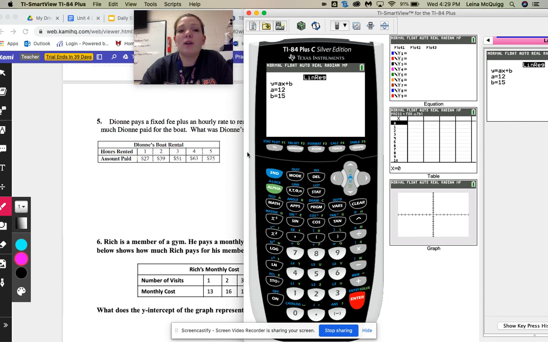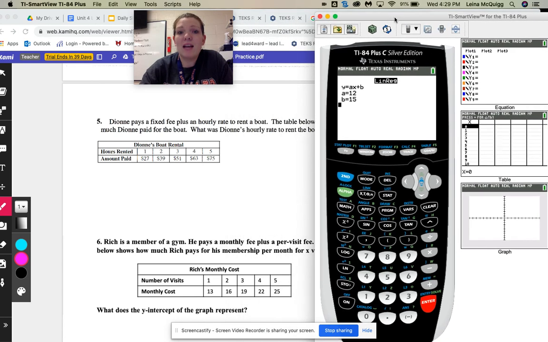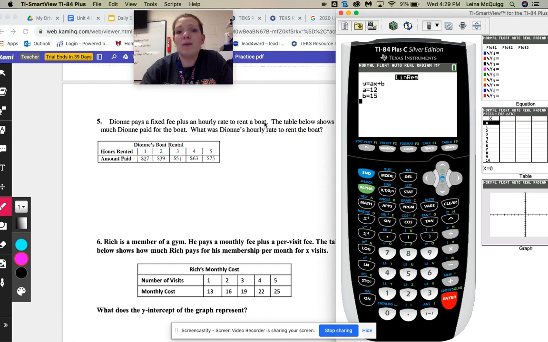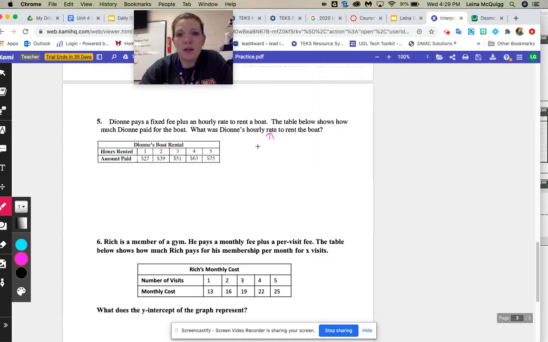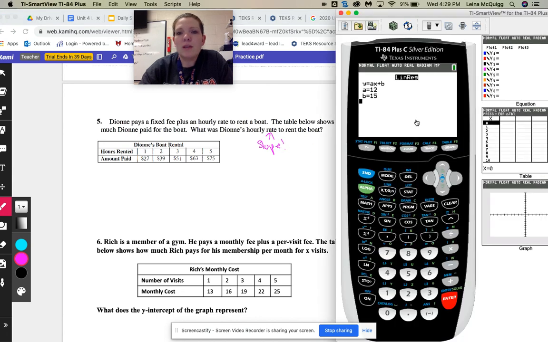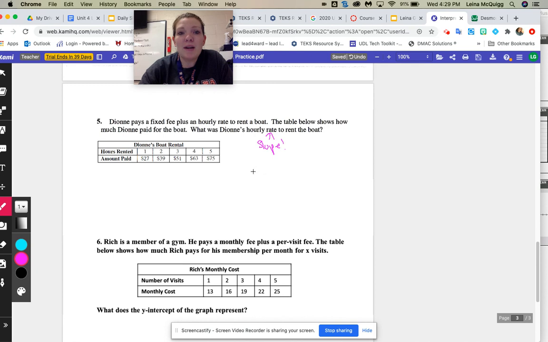And what am I looking for? I'm looking for slope, right? It says hourly rate to rent the boat. So anytime I see rate, I want to think slope. Let's go ahead and type that on there. Rate means slope. When I'm looking at my calculator, this is y equals ax plus b. Remember, that's the same thing as y equals mx plus b, and m is my slope, so a is my slope. So how much is he paying per hour to rent the boat?